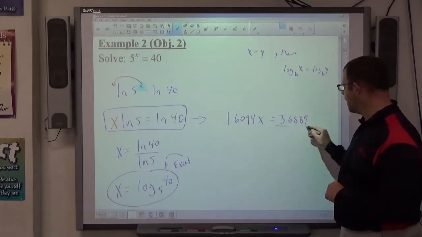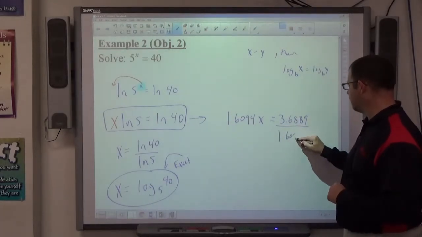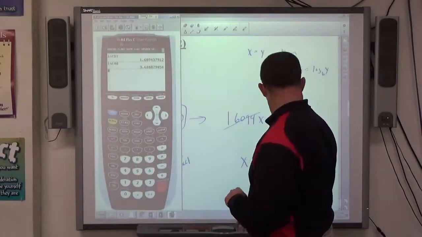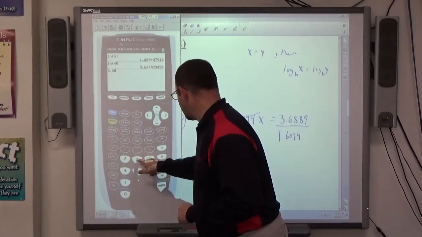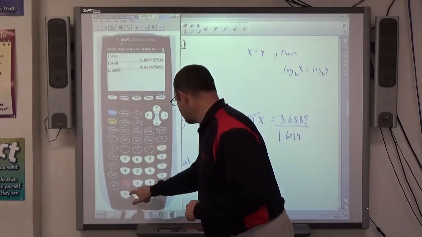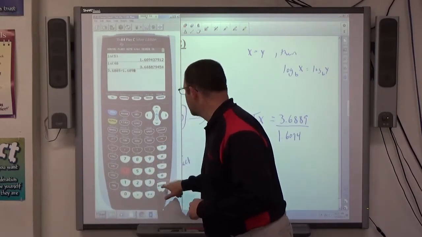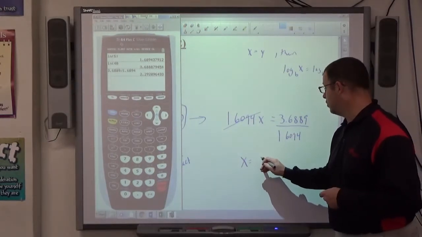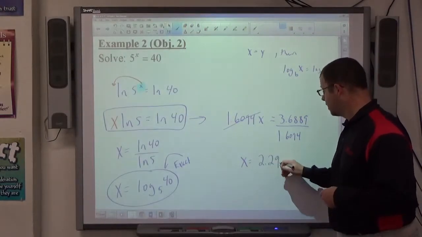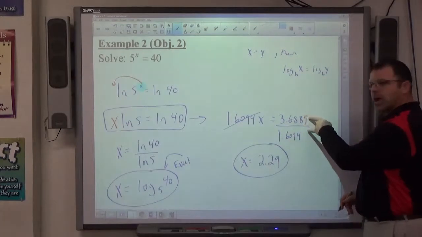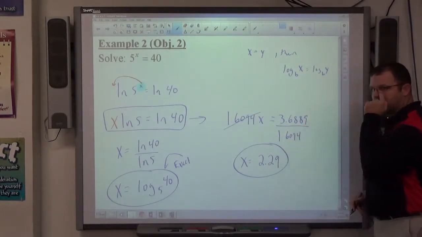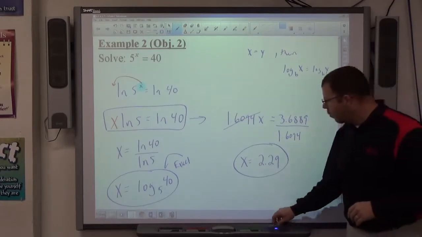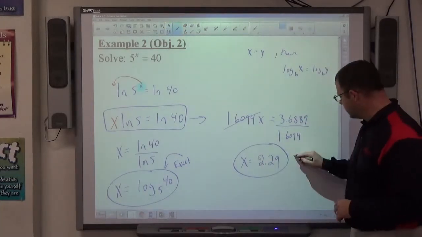So if we divide both sides by 1.6094, we're going to get 3.6889 divided by 1.6094. That comes out to 2.2921. I'm going to go 2.29. 4 decimal places in your work guarantees us a pretty decent 2 decimal place approximation per answer. What this is telling me, that's approximate.